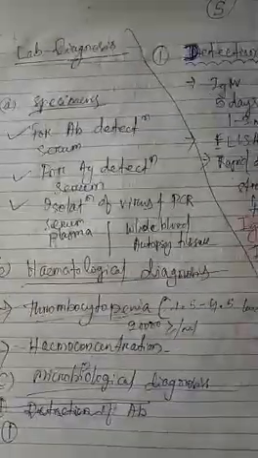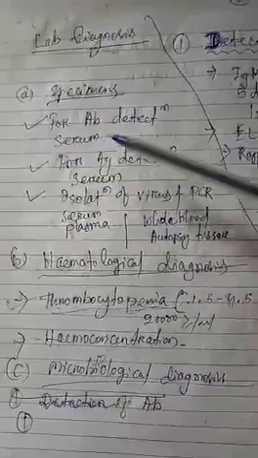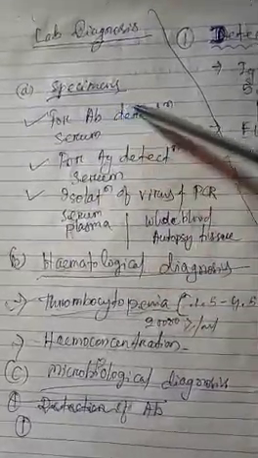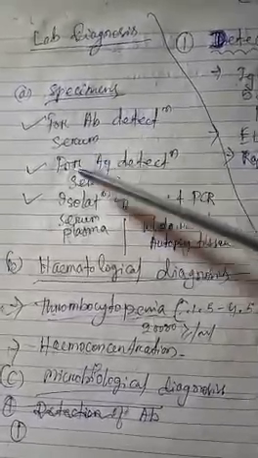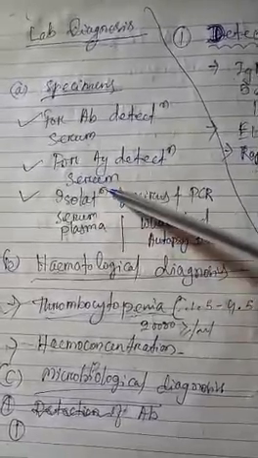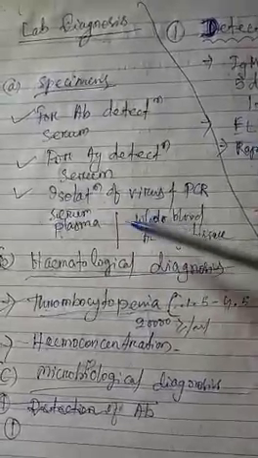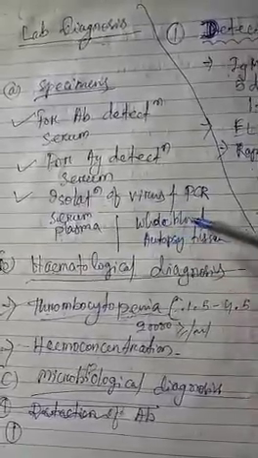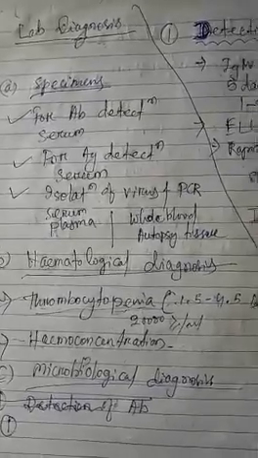Now we are looking at the lab diagnosis, and for lab diagnosis some specimens are collected first. What are the specimens? For antibody detection, serum is taken, and for antigen detection also the serum specimen is taken. For isolation of virus and PCR, serum, plasma, and whole blood, and autopsy tissue are also taken as specimen samples.